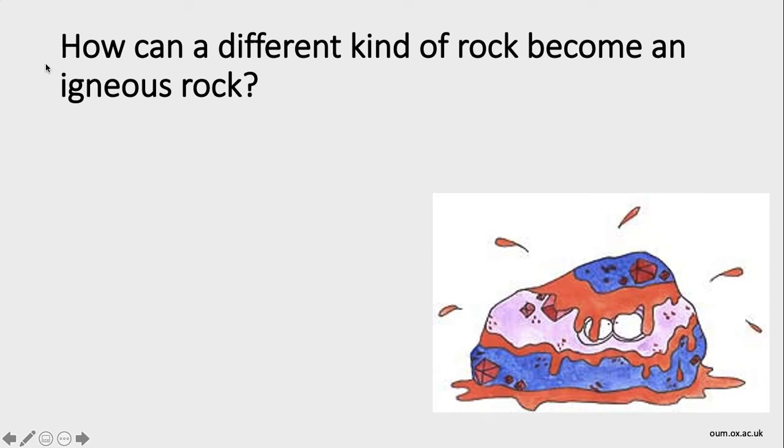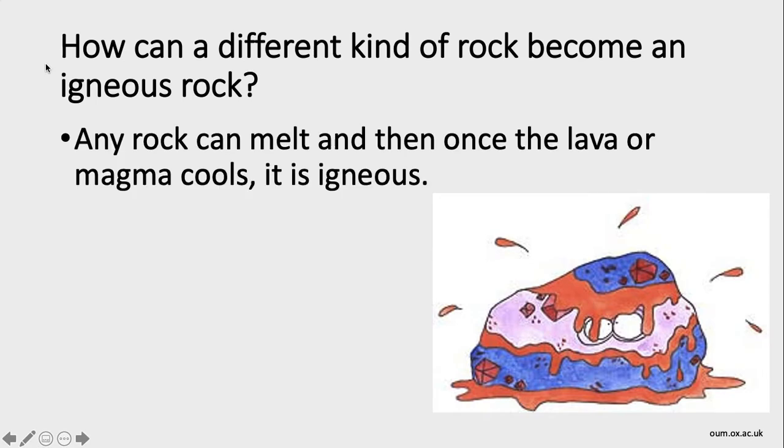So how can a different kind of rock become an igneous rock? Any sort of rock can become an igneous rock. It can melt and then cool, and that makes an igneous rock. If you start off with a metamorphic rock or a sedimentary rock or an igneous rock, if you melt it and then cool it, it becomes igneous.